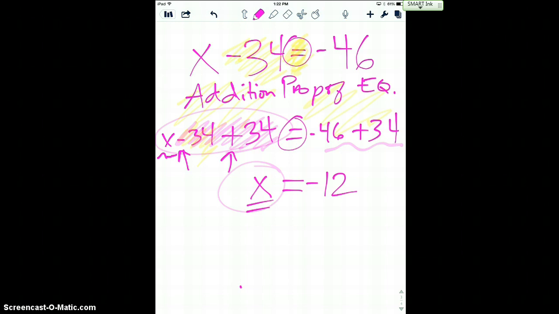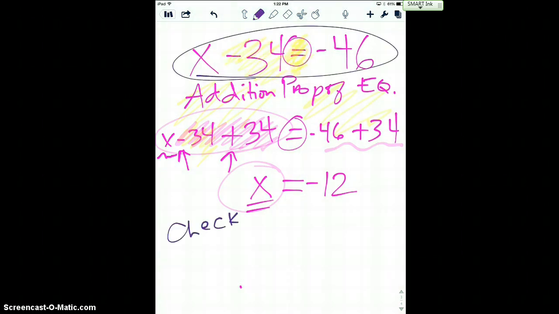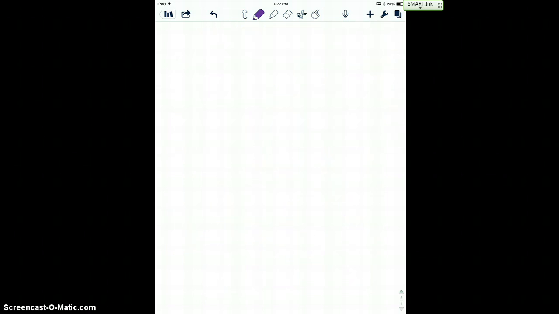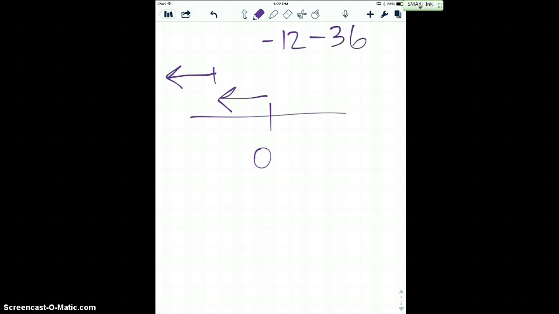But what's nice with equations is we can actually check our work. So I'm going to go back to the original. I'm going to check it. And instead of x minus 34 equals negative 46, I'm going to plug in that negative 12 for x. So does negative 12 minus 34 really give me negative 46? Well, on the number line, I'm going to go negative 12. And then I need a minus 36. Subtract means I keep going left. So if I go 12 and another 36 more, I'm really just adding them together.